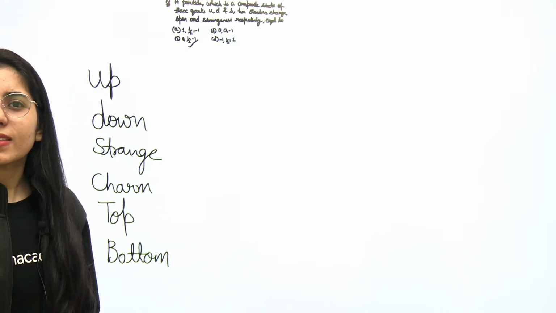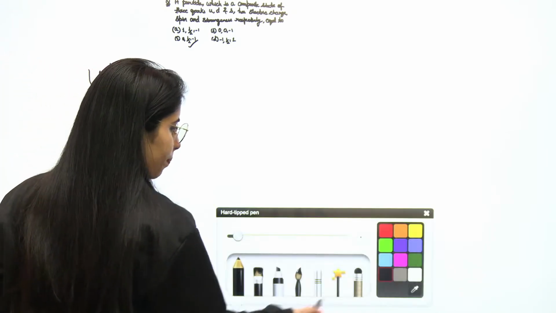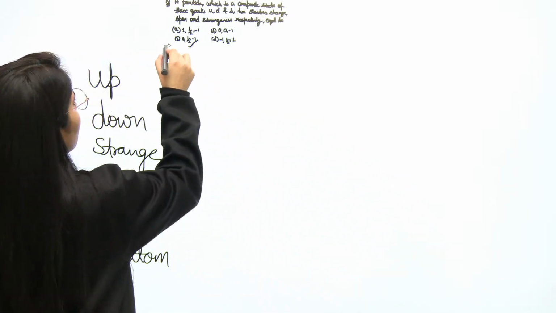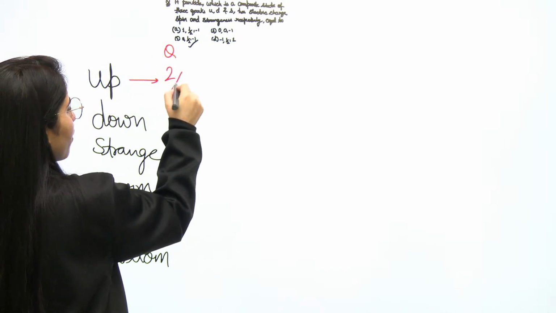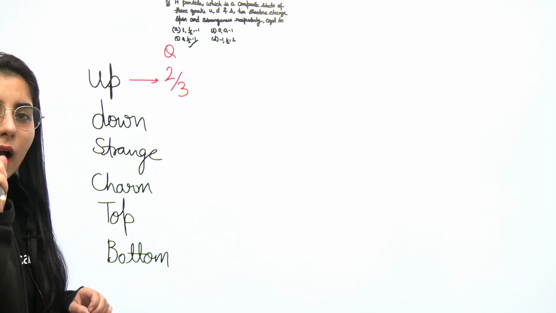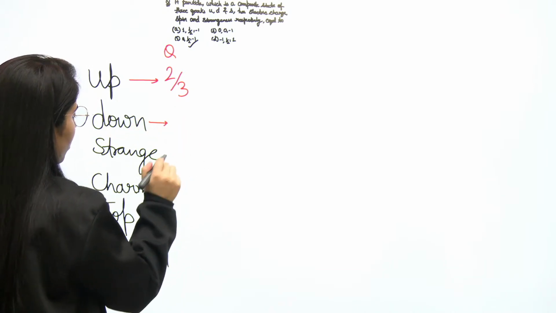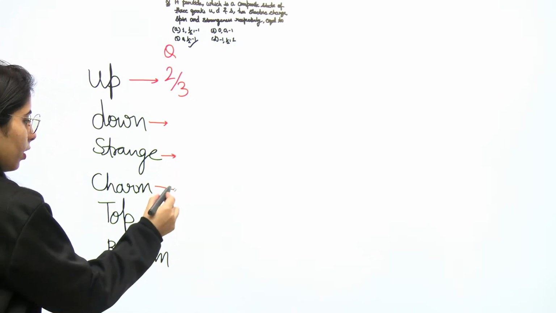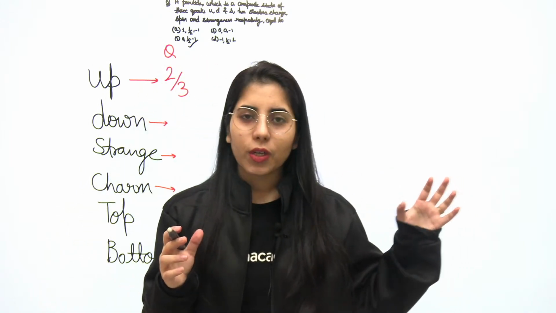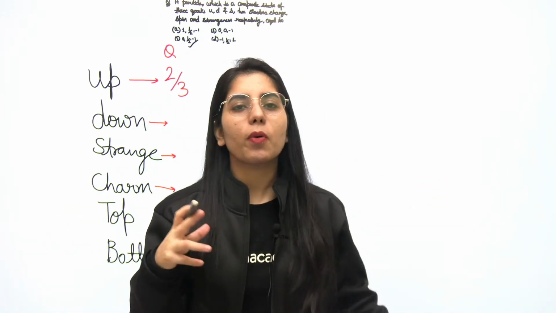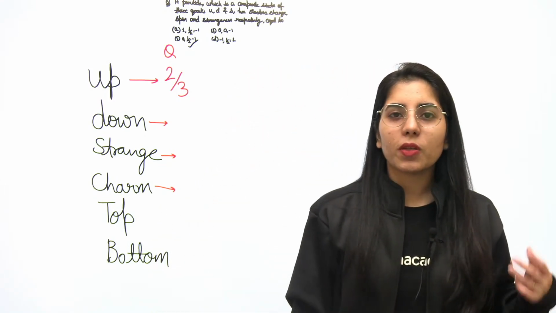But how to memorize it? Let's talk about that. We already know up means what? Up means positive. So the up quark will have a charge plus 2 by 3. I have told you there are only 2 possibilities: either 2 by 3 or minus 1 by 3. Look at this. Down, negative. Okay, let's write it later on. Now let me know, strange or charm? Something is strange. Okay, something is so charming. Which one should be positive according to you? Charming or the strange one?